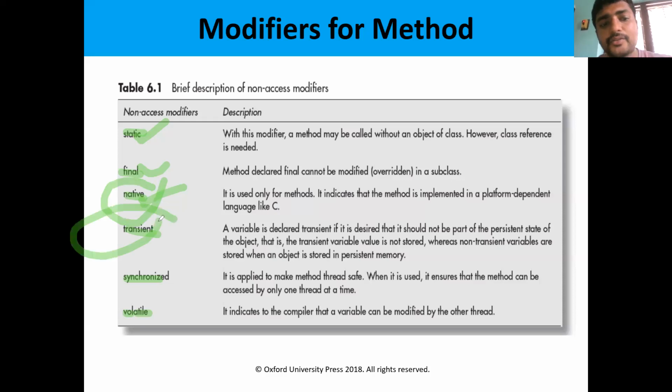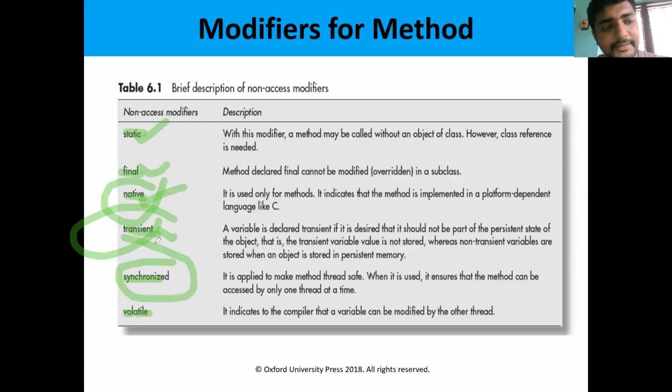Next, transient. Transient means the variables which are used in that method can be transient. That means no memory space is allocated for the transient variables. If you declare the method as transient, the variables cannot use the memory. Next, synchronized. Synchronized is a keyword which is used in threads concepts. So threads, multi-threaded programming.